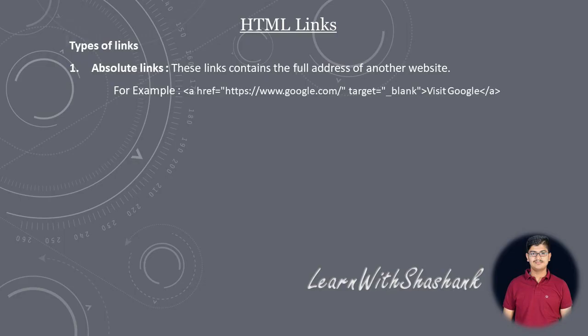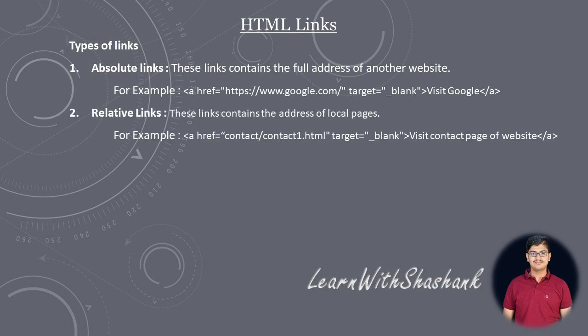Now we will discuss the different types of links. Under this, first one is absolute links. What is meant by absolute links? Which shows the absolute address of another website. For example, a href directs to Google because it shows http www.google.com, and target is blank means it opens in the new window or new tab.